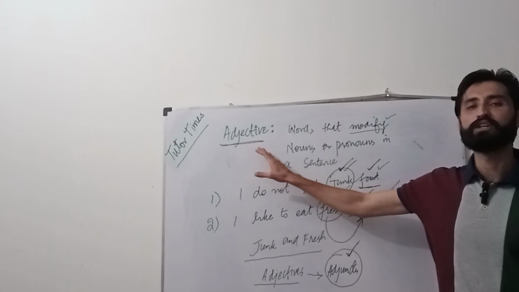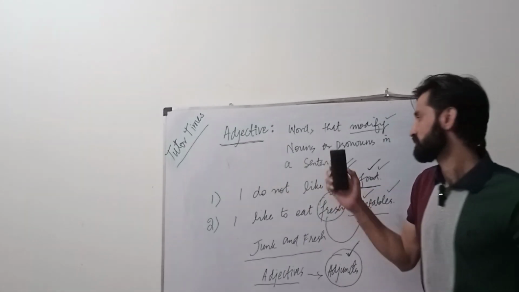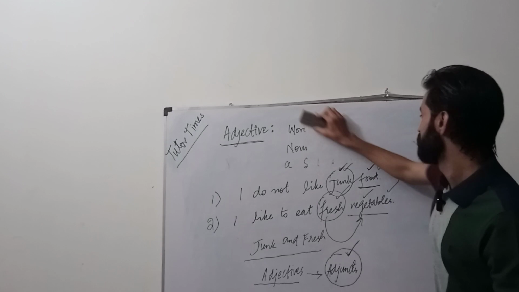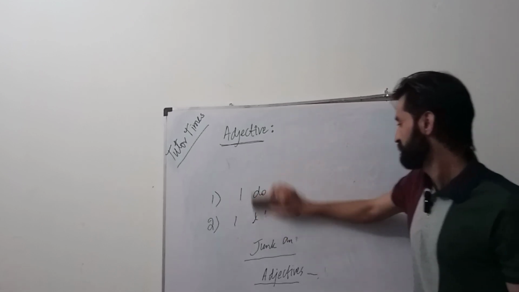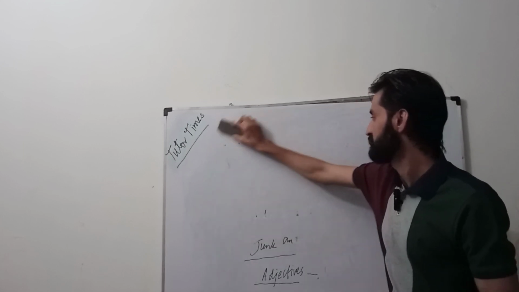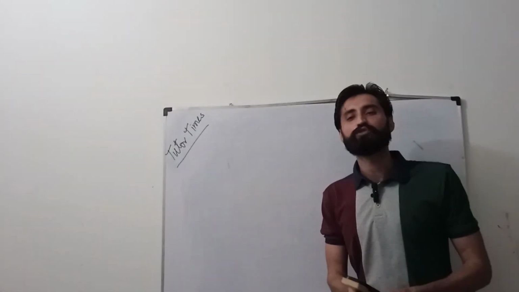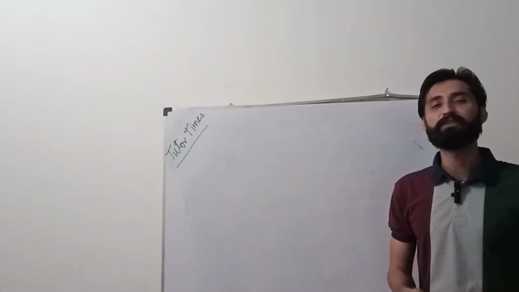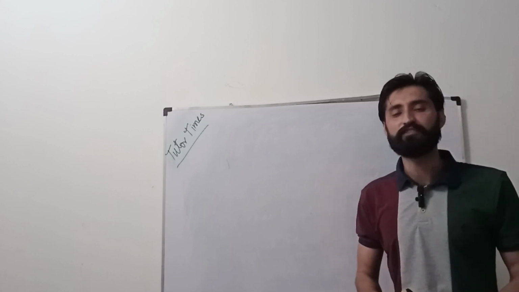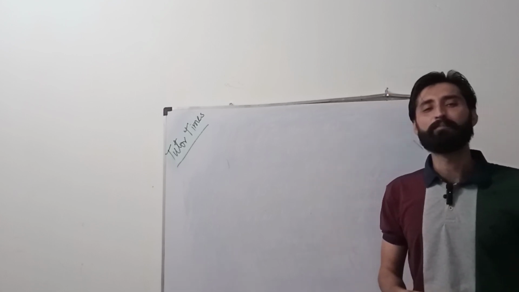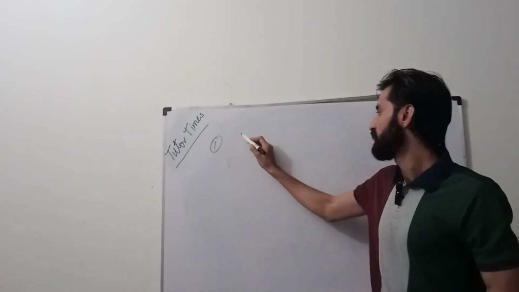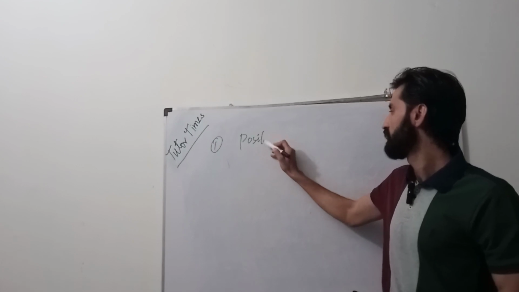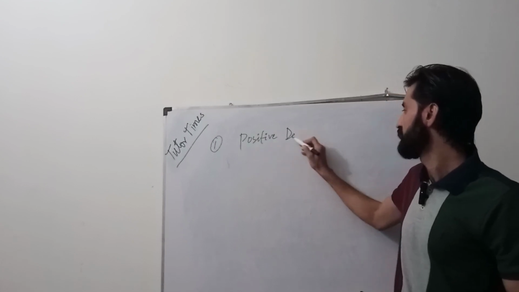Now we'll be talking about different degrees of adjectives. Okay, so the first degree is, first let me name all the degrees of adjective. The first one is positive, comparative and superlative degrees. So we'll be talking about the first one, that is positive degree.